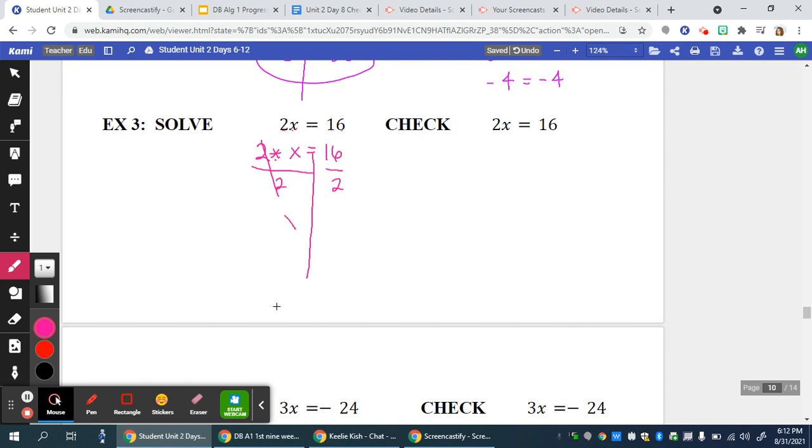Those cancel each other out. X is equal to 8. And plug it in. 2 times 8 should be equal to 16. Again, anytime a number is next to the parentheses, basically what we're doing is distributing. So 2 times 8 is 16, and x is in fact equal to 8.